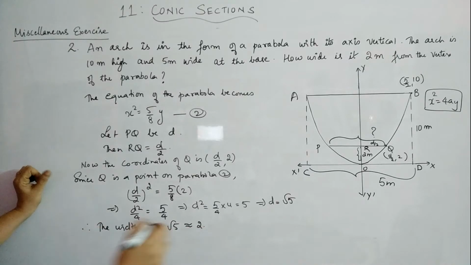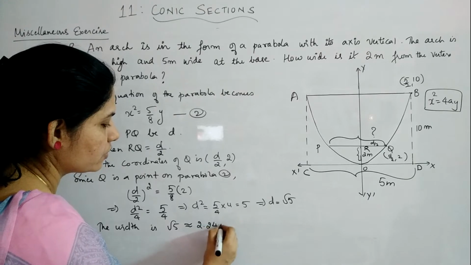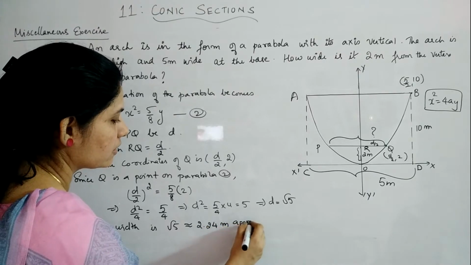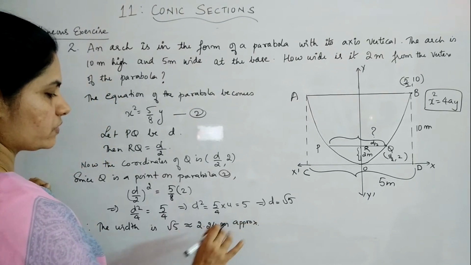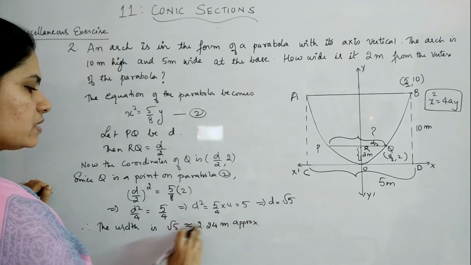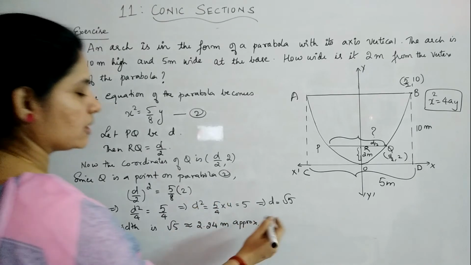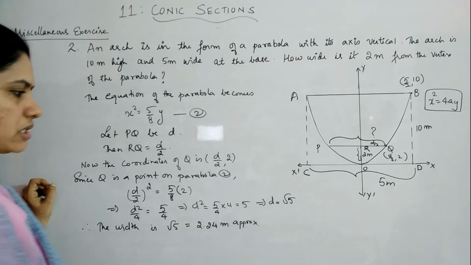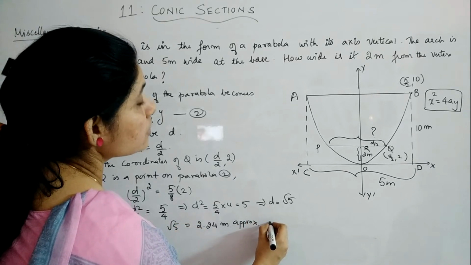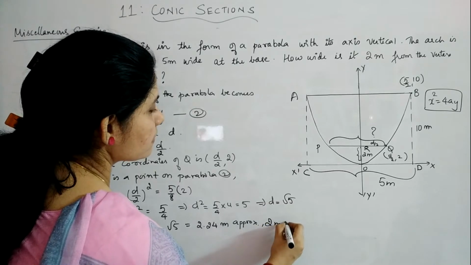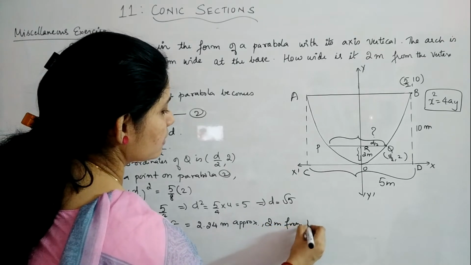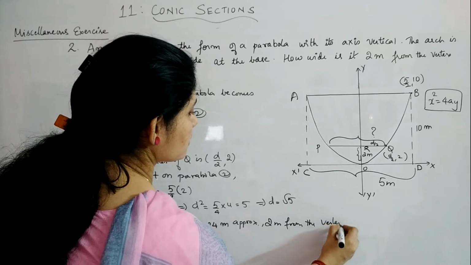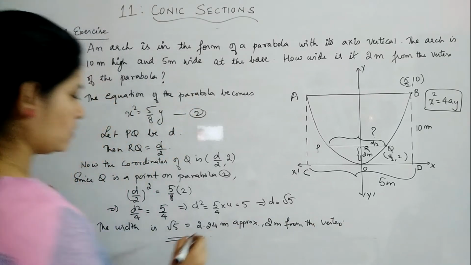2.24 meters approximately. We have written like this, so no need to write that, or else if it is equal to, you can write approximately. Okay, this is equal to 2.24 meter approximately. How much? 2 meter from the vertex.